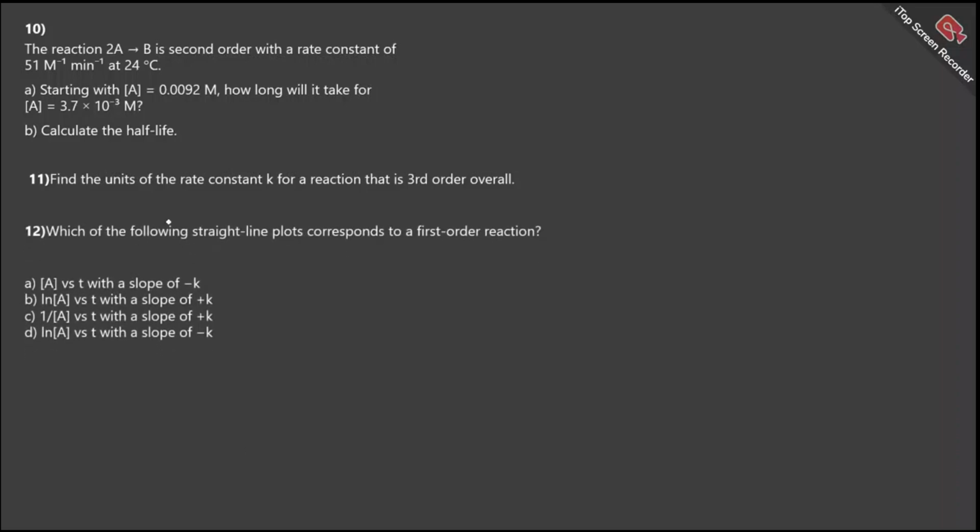Look at the next question. Which of the following straight line plots corresponds to a first order reaction? Take your time here. For the first order reaction, we know that the formula has ln. So this one and this one. Now between the two, we said the slope is supposed to be positive or negative. Remember, it was going down like this, so it was negative. The correct answer is D. The questions, they are very simple.